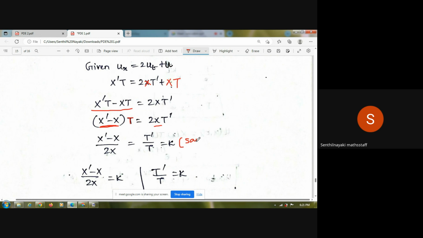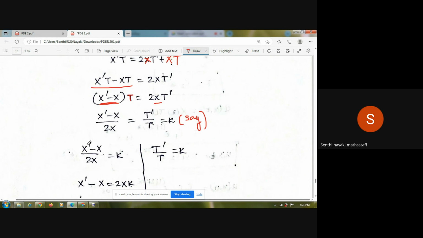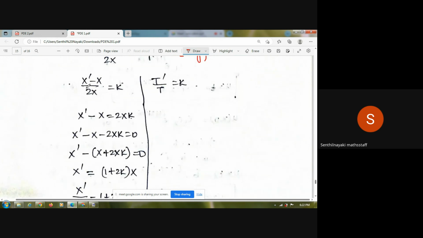Not only k, we can assume any other constant. This is a simple constant for equating purposes. So x dash minus x by 2x equal to k. Similarly, t dash by t equal to k. Cross multiply, then x dash minus x equal to 2xk. Then this equation becomes x dash minus x minus 2xk equal to 0.